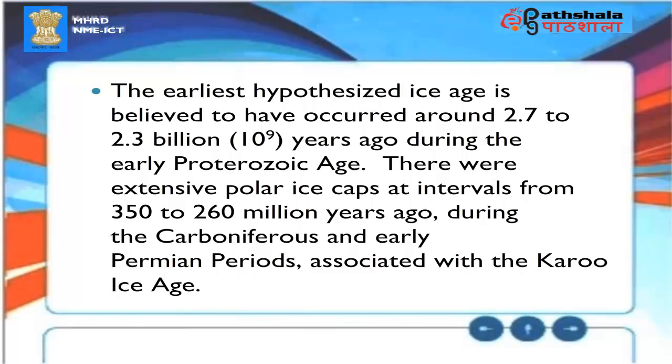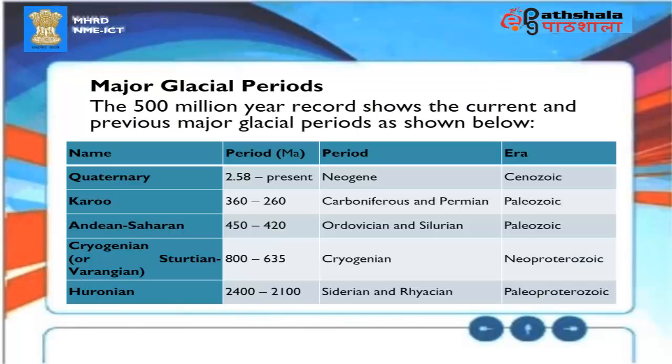The earliest hypothesized ice age is believed to have occurred around 2.7 to 2.3 billion, or 10^9, years ago during the early Proterozoic age. There were extensive polar ice caps at intervals from 350 to 260 million years ago during the Carboniferous and early Permian periods associated with the Karoo Ice Age. Major glacial periods. The 500 million year record shows the current and previous major glacial periods.